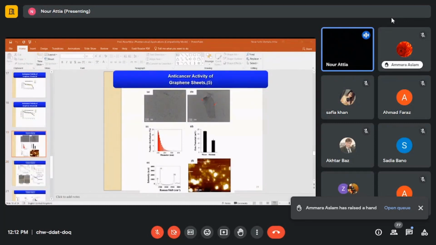In another study, we used polymer nanoparticles to exfoliate the graphene. In this particular case, we experimentally measured the thickness of the graphene sheet, which is around 4 nanometers, and we did Raman spectroscopy and everything. We used it for anti-cancer and drug delivery.